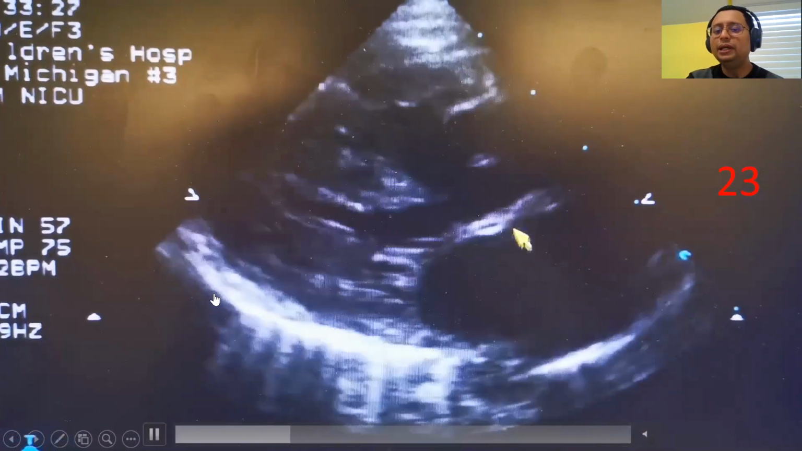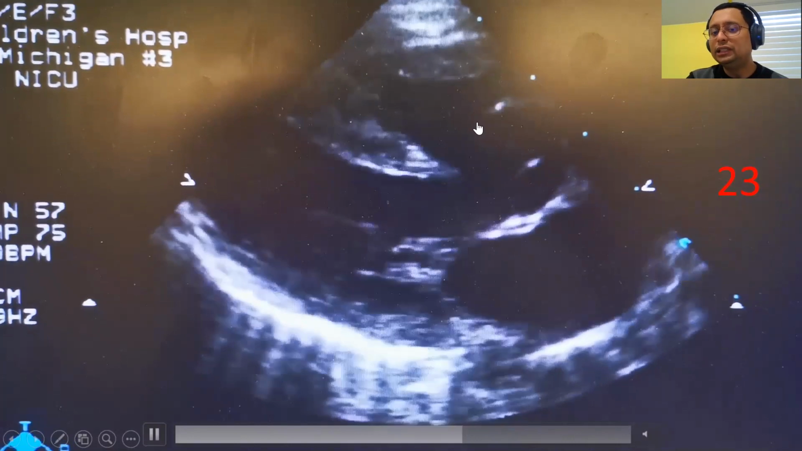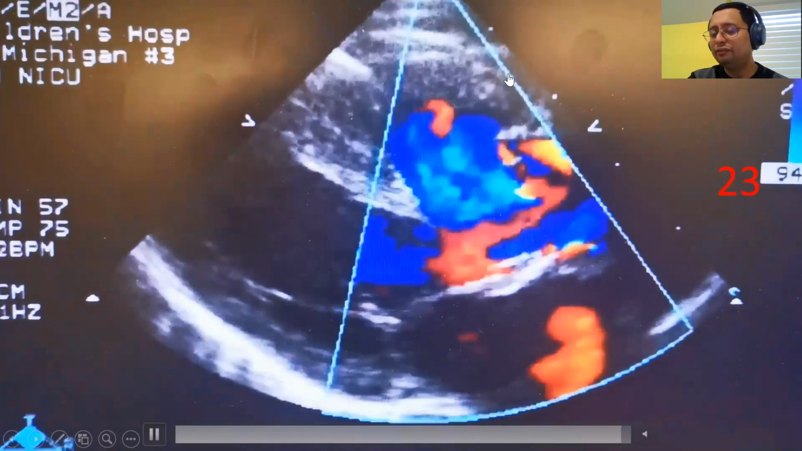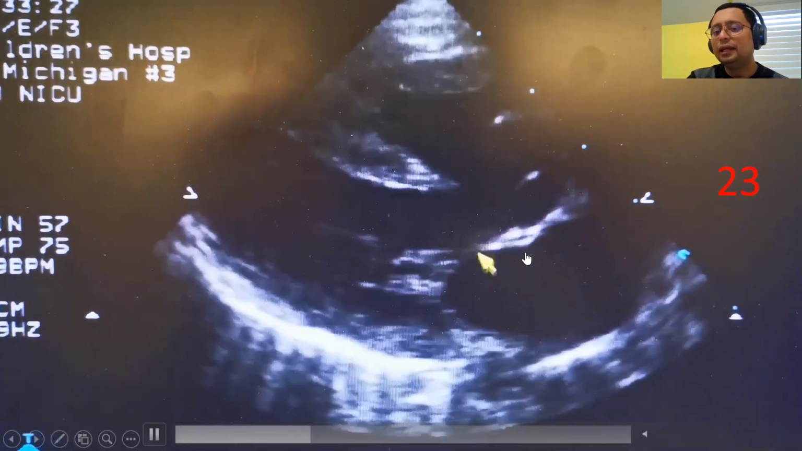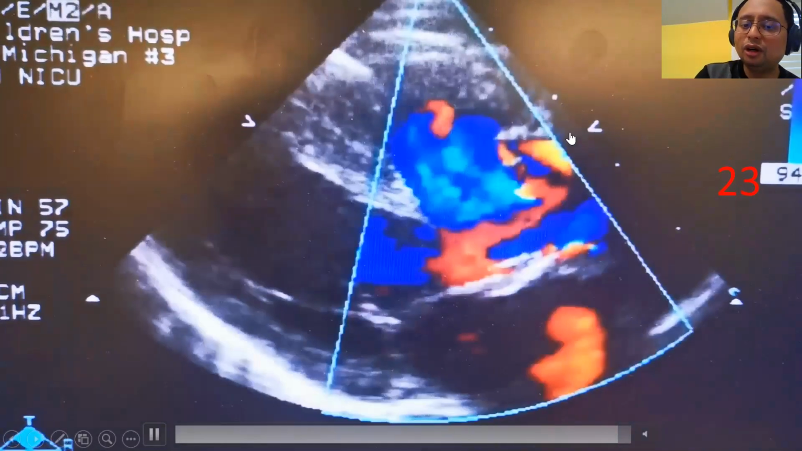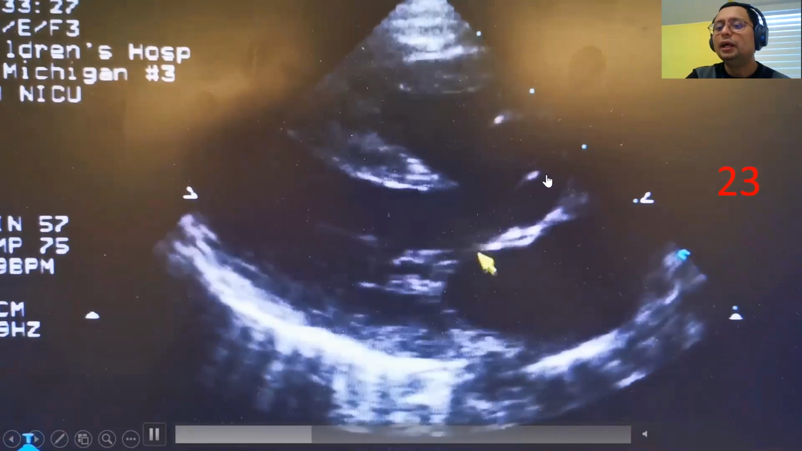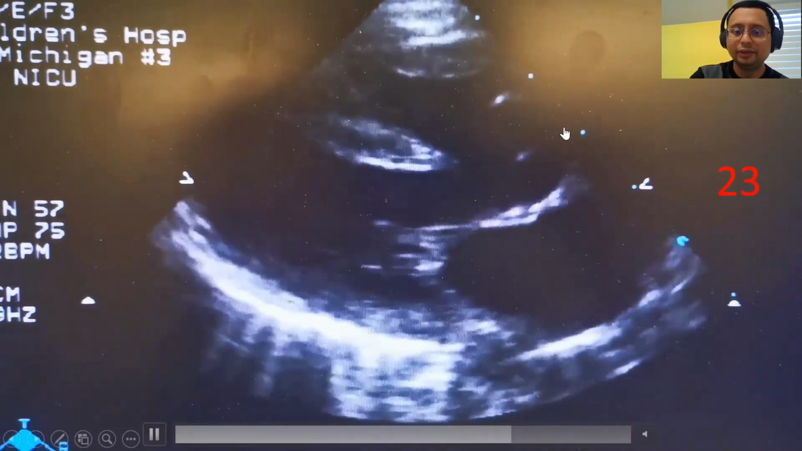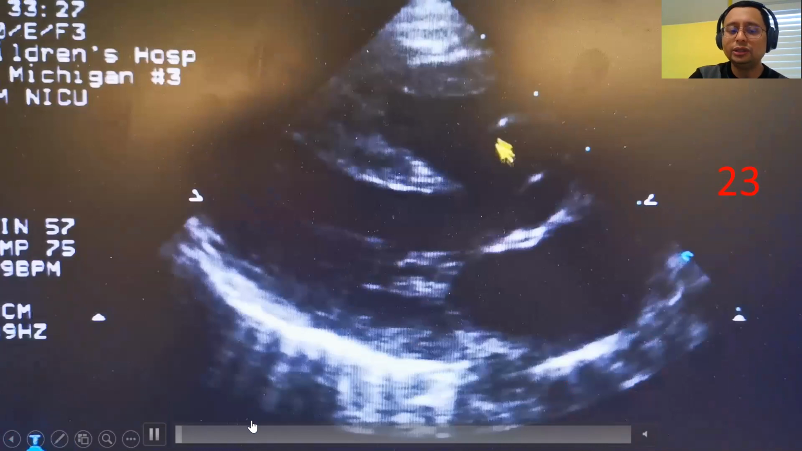Okay, so this can be tetralogy of Fallot. However, this patient does not have any output from the right ventricle. This is the only valve that is coming out from both the left and right ventricle. So if this is the only valve that comes out from the left and right ventricle, what is that? That is truncus arteriosus. Okay, that is truncus arteriosus.